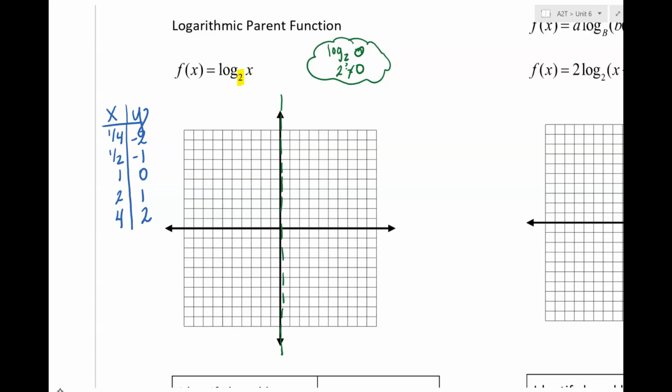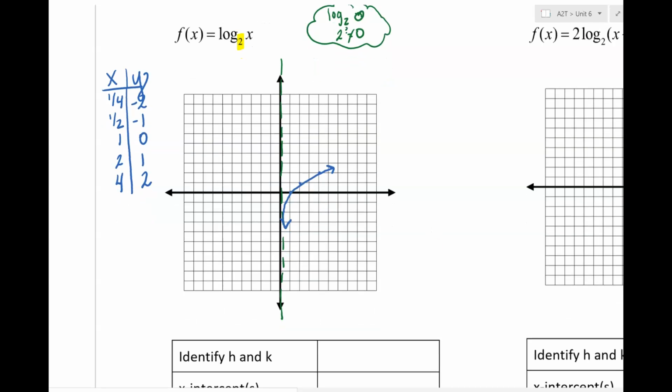All right, graph with me, please, if you would. So 1/4, -2, to the best of your ability. I know they're tiny. 2, 1, 4, 2, and this is what it looks like. Now, if we were to graph the exponential function, it would definitely reflect across y equals x. Their x and y values switch. All of that still applies.